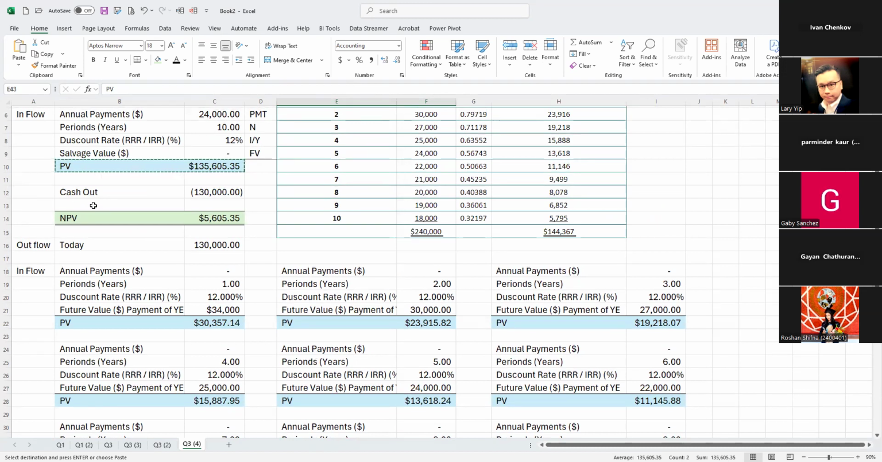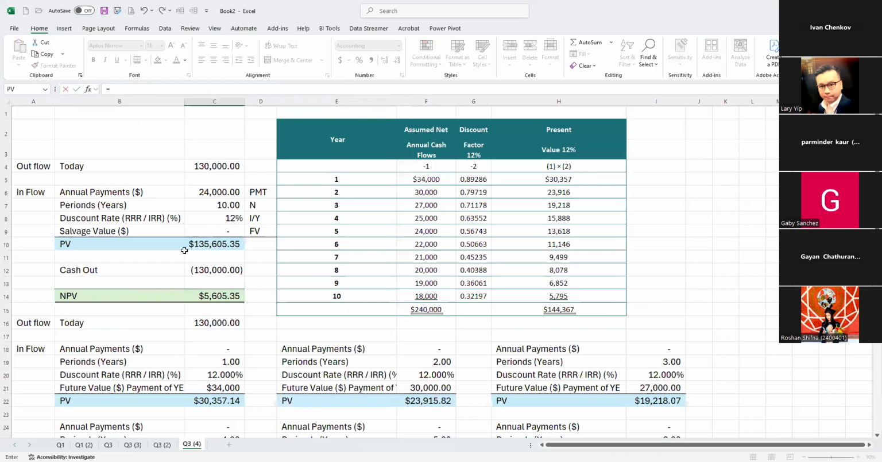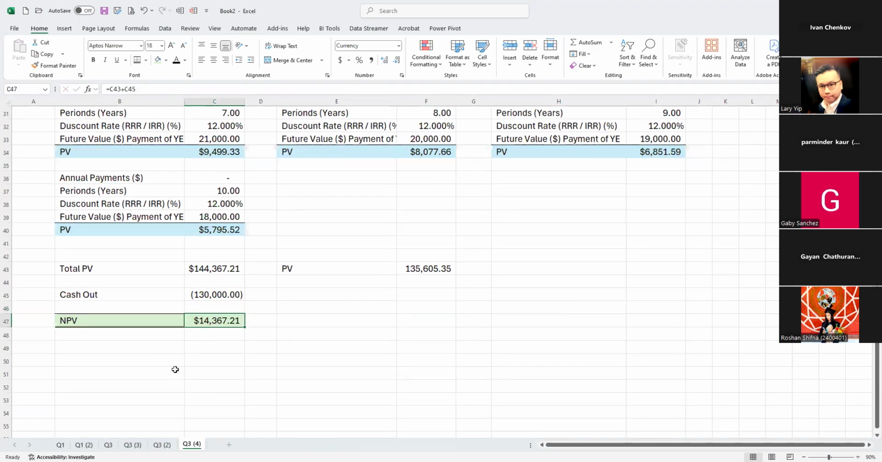In the first case, our net present value will be 5,605. In the second case, our present value will be equal to negative 130,000. In this case, our net present value will be 14,367. So that's the huge difference between one and the other.